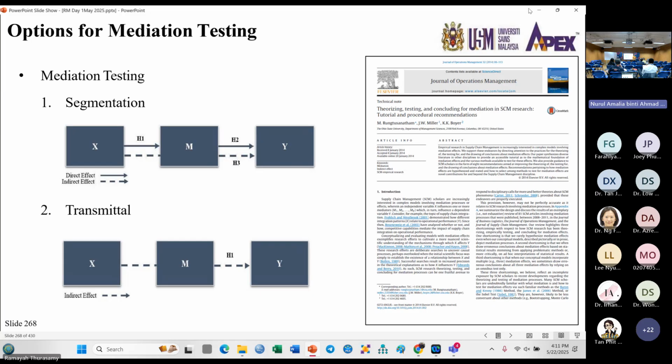This is called transmitter. This can be done when you have multiple independent, multiple mediation, because you don't have to test the other relationships. Just focus on the mediation.